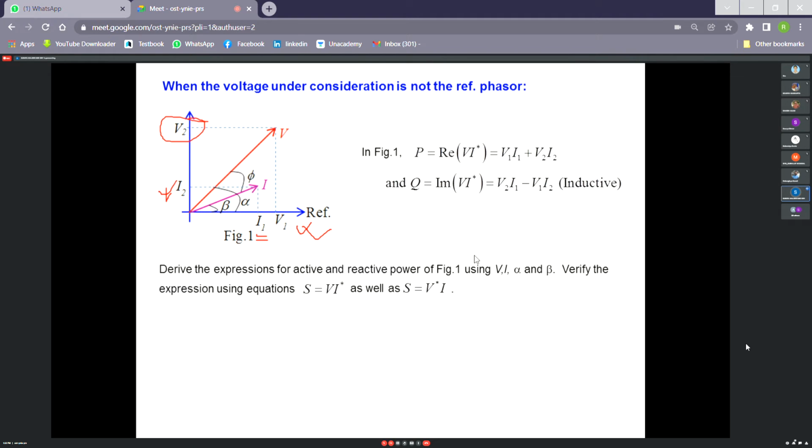Now, similarly, if we use just V conjugate I, in that case the inductive power will come negative. So similarly, V2 I1 will be negative, and V1 I2 will be positive. So inductive var will match. So we need V1 I1 plus V2 I2 to get the actual active power. Otherwise, our calculation of active power will be wrong.